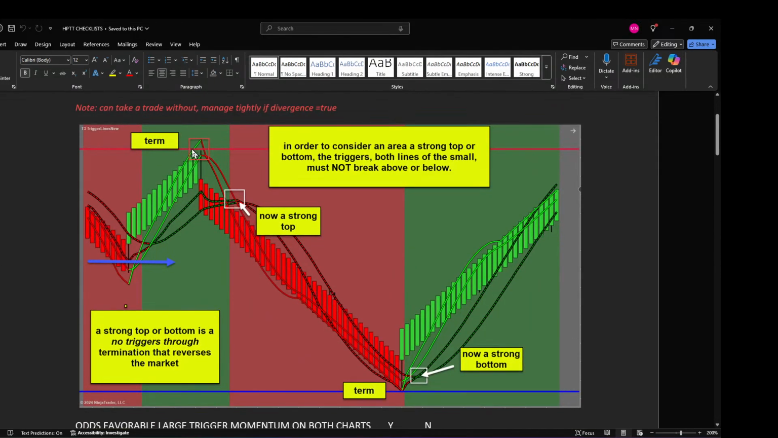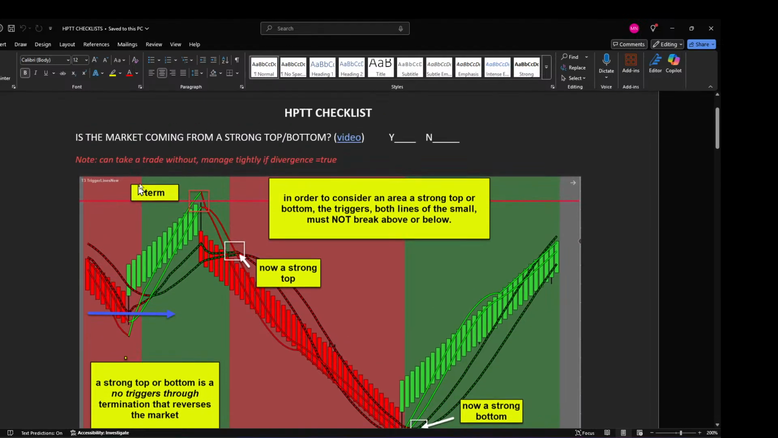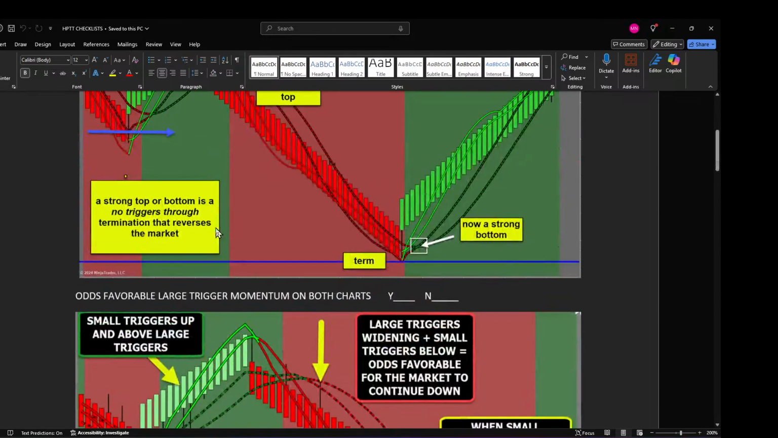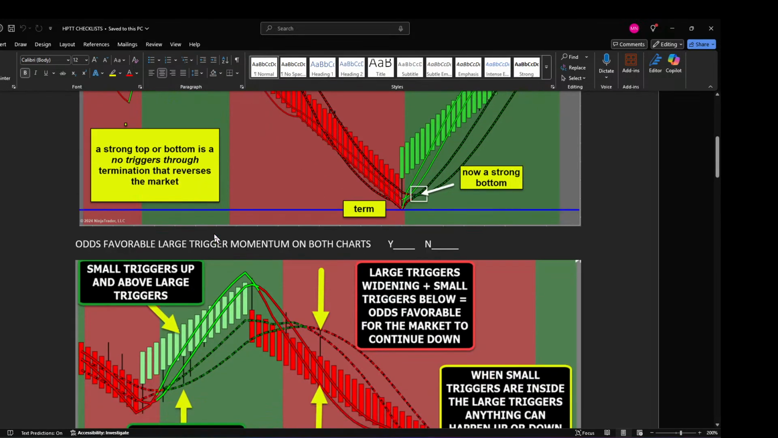Which means that there was no trigger through the line, the termination condition that reverses the market. Guys, this termination wasn't a strong top until 8 or 10 bars later. It's the reversal that creates the strength. Termination, now it's a strong top or bottom. It's not mandatory. You can take the trade without it, but it adds a little warm fuzzy to it.